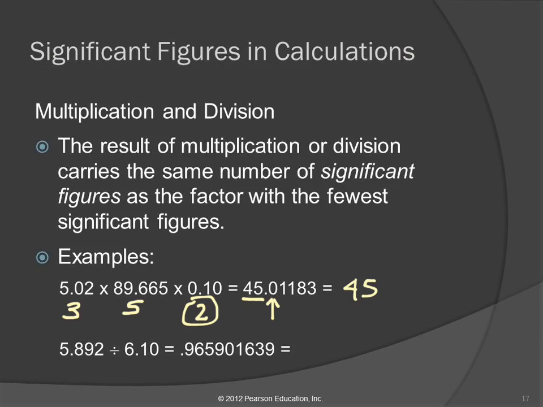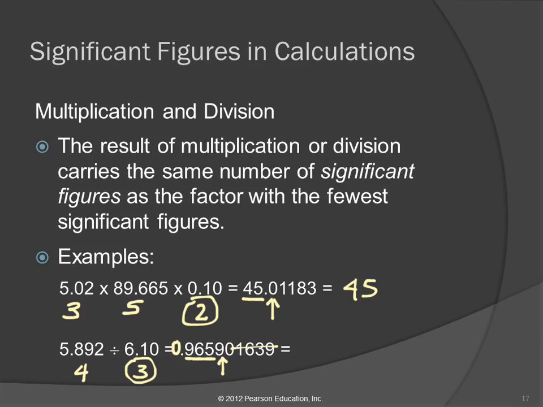So let's do this one on the bottom. How many sig figs in 5.892? 4. And 6.10? 3. Which is smaller, 4 or 3? 3. See, that part's really easy, huh? So that should have a 0 in front of it. 0.965901639. How many of those digits are we going to keep? 3. A leading 0 like that, that's just calling attention to the decimal point. We're not going to count it. So we're going to keep the 9, the 6, and the 5, and we're ditching this 9. The rest of them you don't even have to look at.